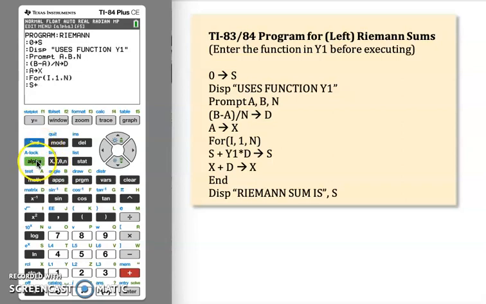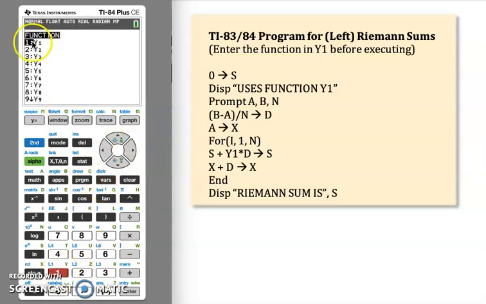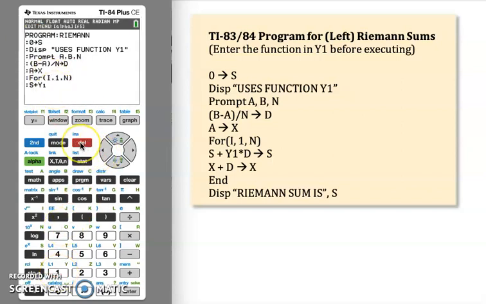So for Y1, we can do alpha F4 Y1. If your calculator doesn't have this alpha F4 to let you do the Y1, you can also press VARS, Y-VARS, function, 1 for Y1. But I'm going to delete this one because we don't need it twice. So this is the height of the rectangle times the width of the rectangle, which we have stored in D.